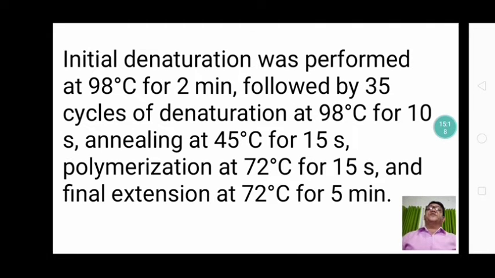Initial denaturation was performed at 98 degrees Celsius for 2 minutes, followed by 35 cycles of denaturation at 98 degrees Celsius for 10 seconds, annealing at 45 degrees Celsius for 15 seconds, polymerization at 72 degrees Celsius for 15 seconds, and final extension at 72 degrees Celsius for 5 minutes. Thermocycling for PCR amplification was performed according to the manufacturer's instructions.